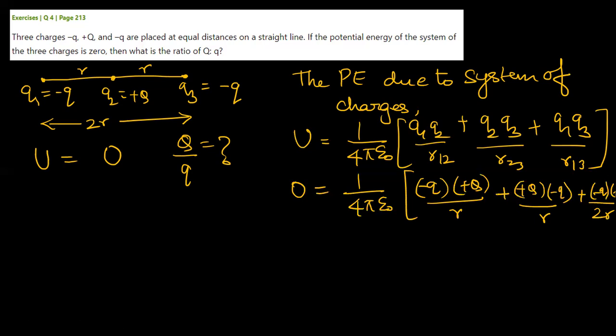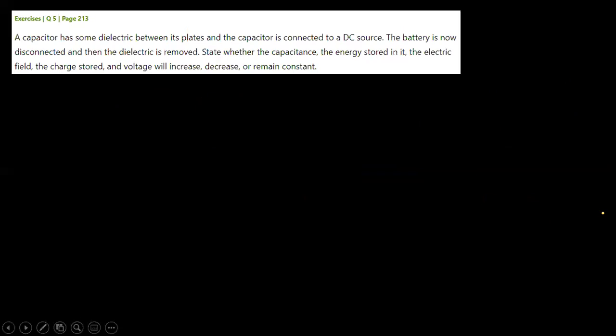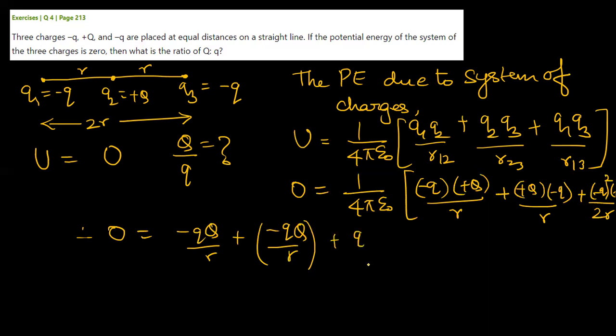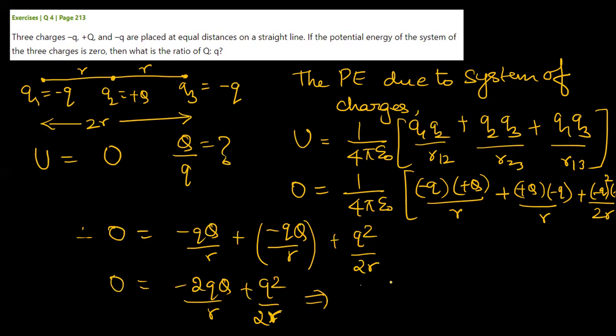So I can write this as minus Q square into 2R, right? Taking this 4 pi epsilon naught to the left hand side, it will become 0. So 0 will be equal to minus Qq upon R, plus this will also be minus Qq upon R, and this will be Q square upon 2R. So I can write minus Qq upon R and minus Qq upon R as minus 2Qq upon R plus Q square upon 2R. So take this minus sign to that side, and you will get 2Qq upon R equal to Q square upon 2R.